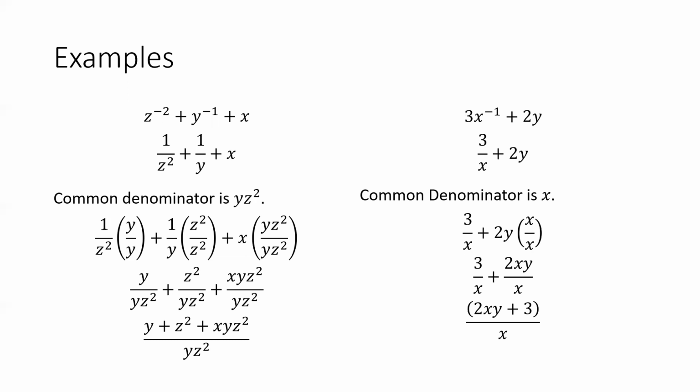So 1 times y is y. z squared times y is yz squared. 1 times z squared is z squared. y times z squared is yz squared. And x times yz squared is xyz squared, and yz squared times 1 is just yz squared.